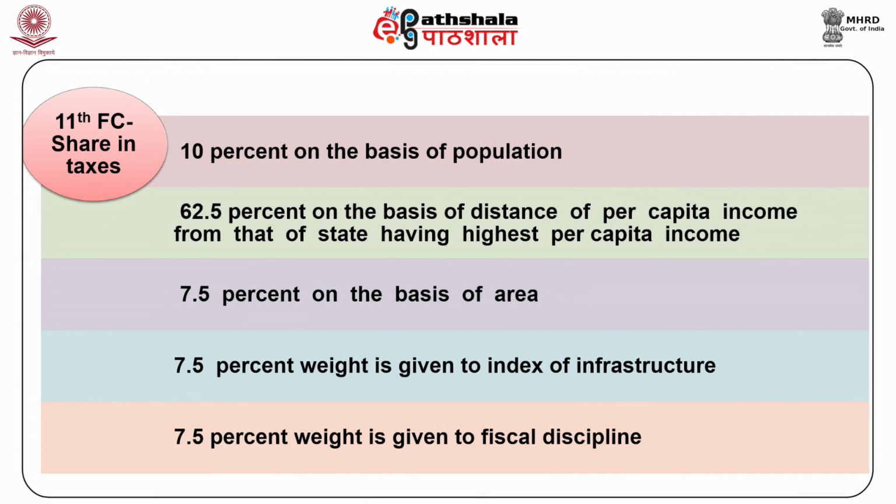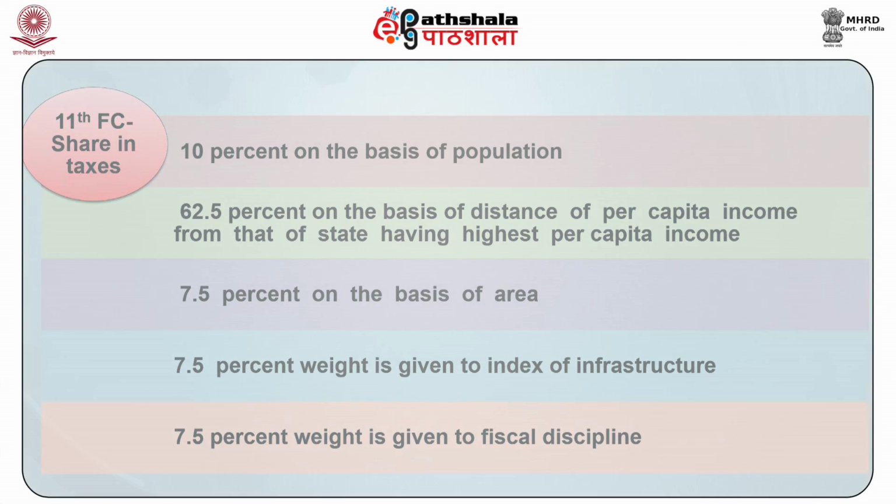11th FC: share in taxes. First, 10% on the basis of population. Second, 62.5% on the basis of distance of per capita income from that of the state having the highest per capita income. Third, 7.5% on the basis of area. Fourth, 7.5% weight is given to index of infrastructure. Fifth, 7.5% weight is given to fiscal discipline.